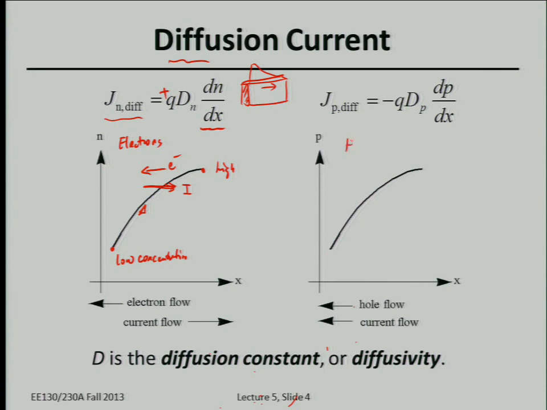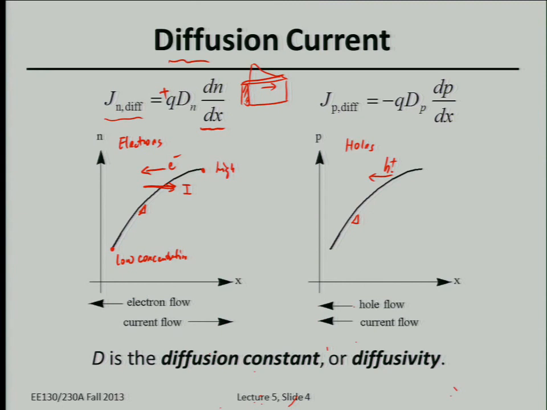Let's look at the case for the holes. Holes are positive charges, right? If you look at the gradient of the holes, that's the del p over del x term. That's the slope here. That's the same as electrons, right? It also has a positive sign. The holes also tend to diffuse from the high concentration end to the low concentration end, okay? So that's the flow direction of the holes.